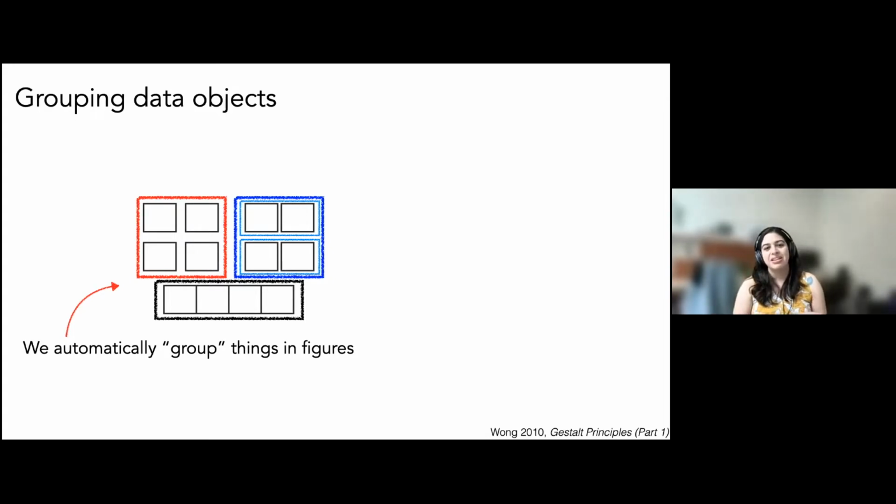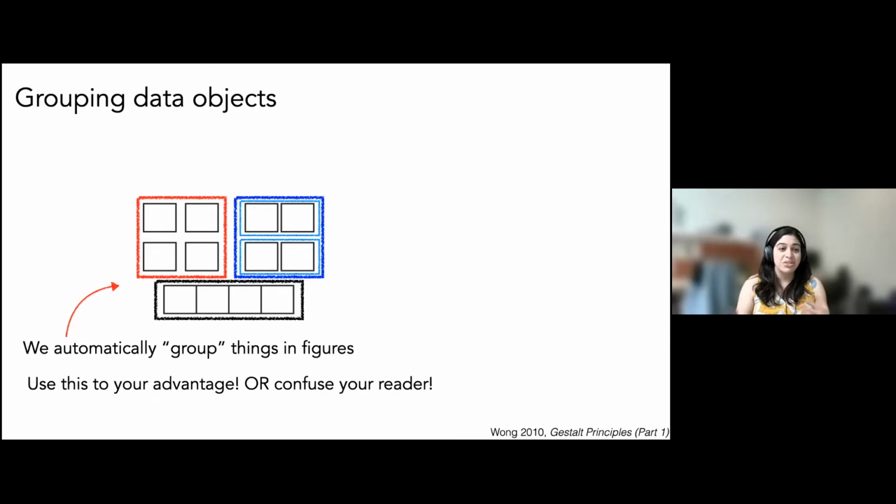This demonstrates that you can use this grouping to your advantage, or it can confuse your readers. If my goal here was to show you 3 groups, then many of you in the audience are confused, right? Because you see 7 groups or 9 groups or 4 groups. And so you want to use this to your advantage.